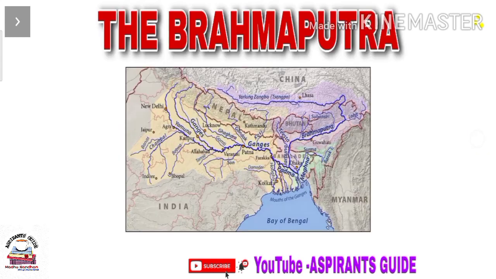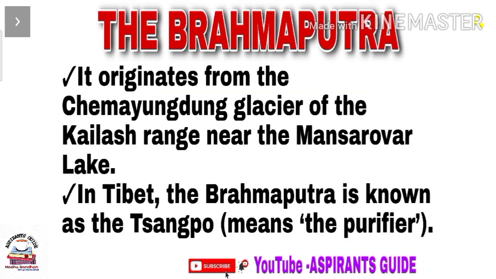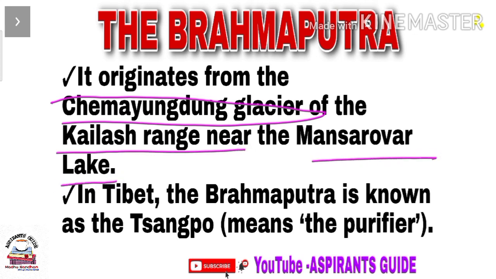Okay, now let us see the last river in the Himalayan river system, that is the river Brahmaputra. The river Brahmaputra originates from a glacier called the Chemayungdung Glacier of the Kailash range near Lake Mansarovar. And in Tibet, this river is known as Sangpo, which means the purifier.